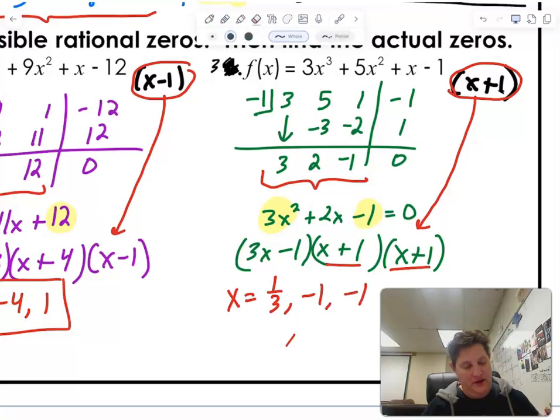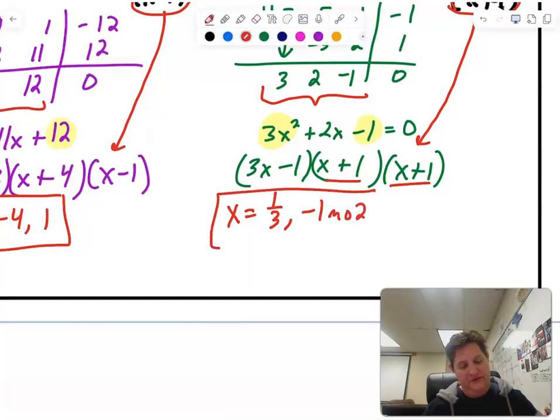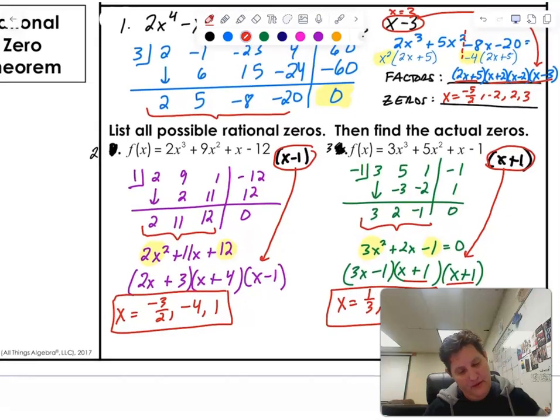Now, you are good to write negative 1 twice. I'm okay if you do that. Or you can write negative 1 with a multiplicity of 2. Okay? So hopefully that all makes sense.